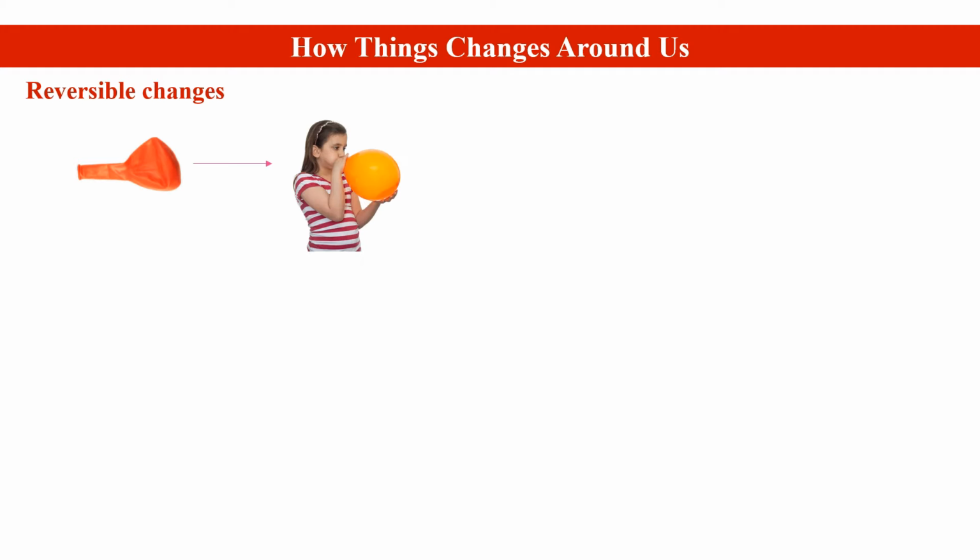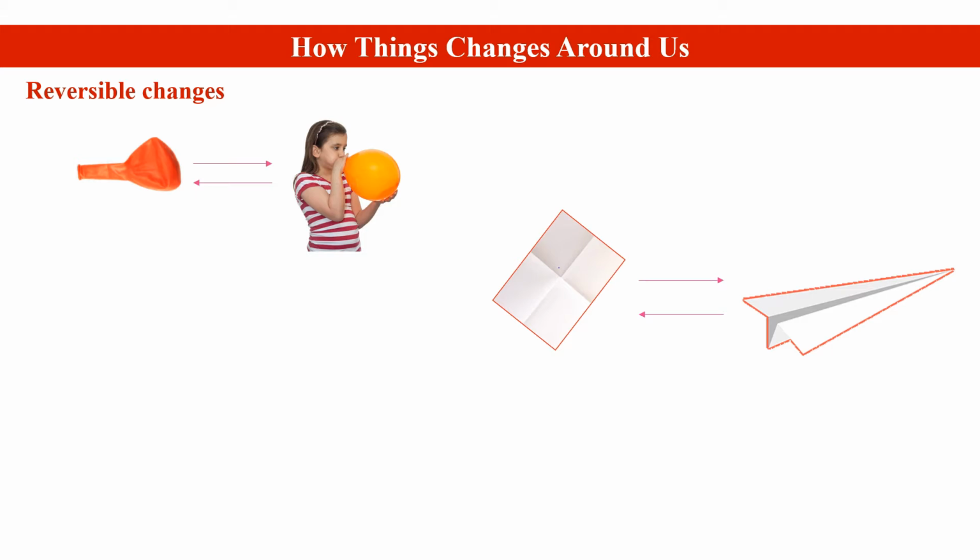Take a balloon, blow it. Take care it doesn't burst. After some time, let the air escape. You can get the balloon back. In the same way, take a paper and fold it into a rocket. After some time, unfold the paper. You can get the same paper again.